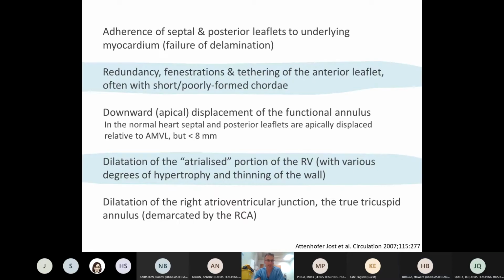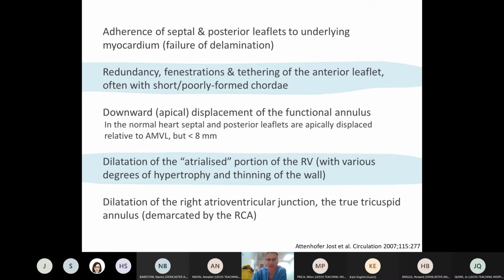So Ebstein's is this. It's a mixture of abnormalities. It's not simply a little bit of apical displacement of the tricuspid valve, which is perhaps what most people know about Ebstein's. There's adherence of the septal and posterior leaflets to the underlying myocardium. Remember, we said that it forms by delaminating from the myocardium.